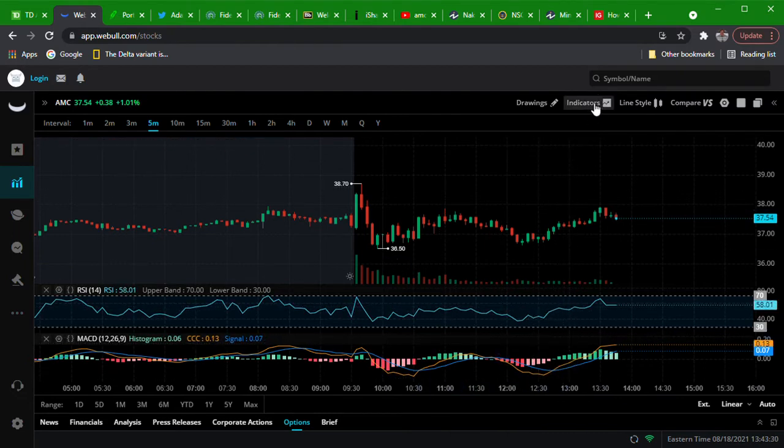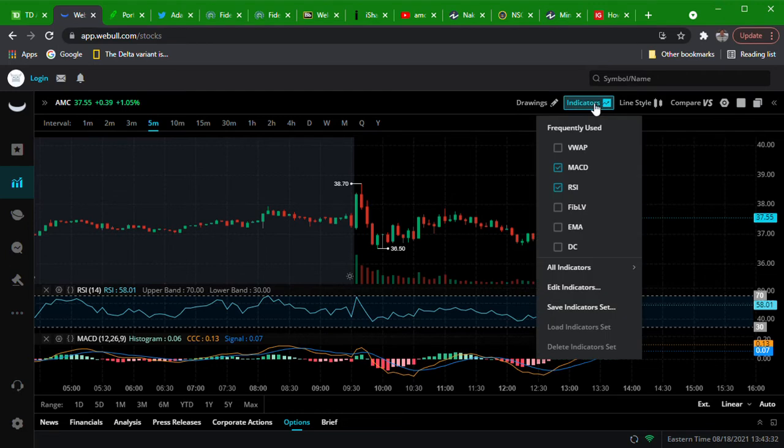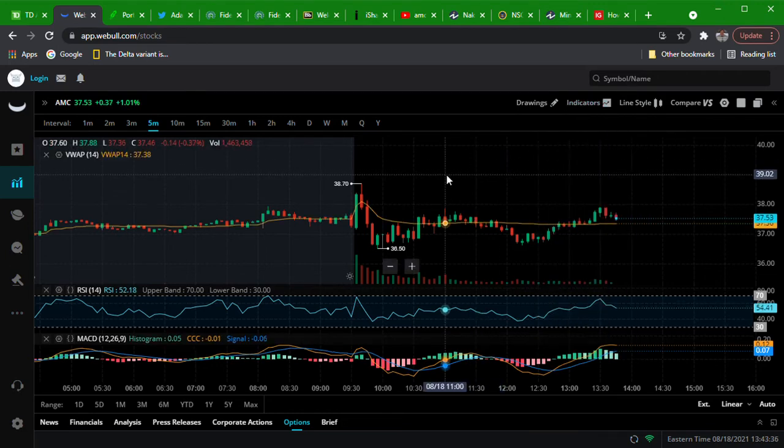And I might as well, where are we at, 5 minutes, 6 minutes, yeah, whatever. VWAP's pretty easy. This is self-explanatory. The volume weighted average price. It tells you 37.36 up here in the corner. So that means everybody at this point has bought this stock at an average price of 37.36.